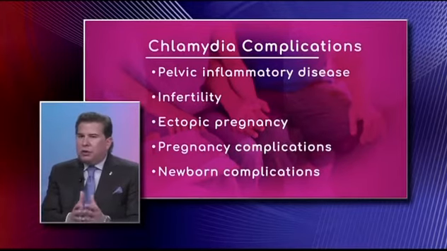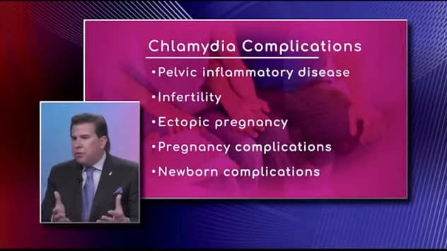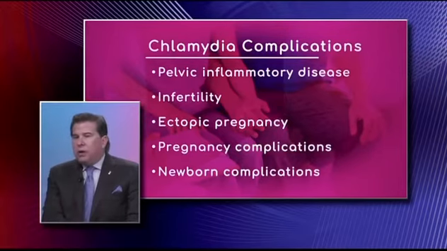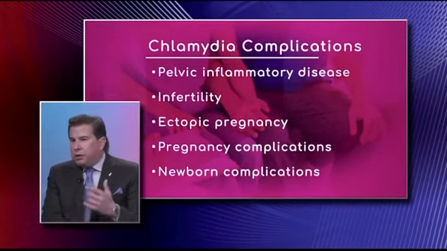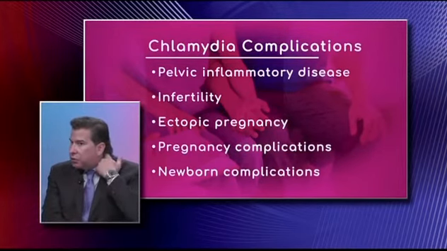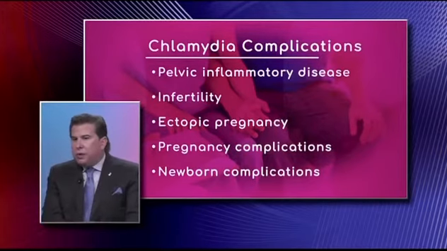Ectopic pregnancies are those pregnancies that occur outside the uterus, and they carry an increased risk of rupture and maternal mortality. As well as pregnancy complications, chlamydia infection is usually associated with preterm labor and newborn complications. Babies are born with antibiotic on the eyes because they are exposed to chlamydia infections.